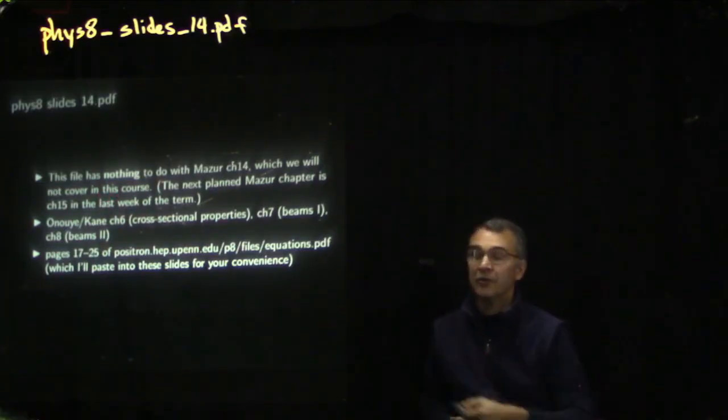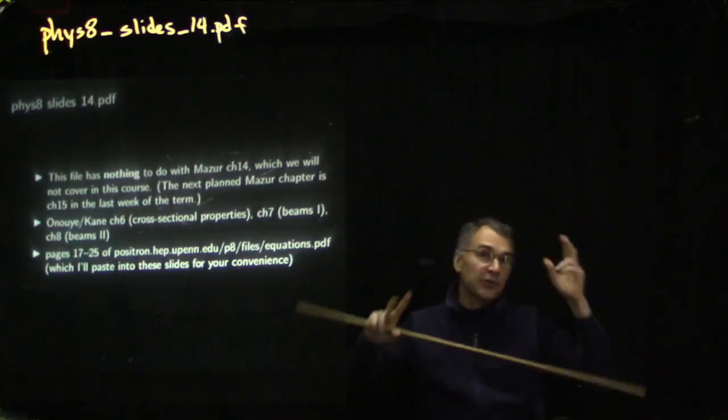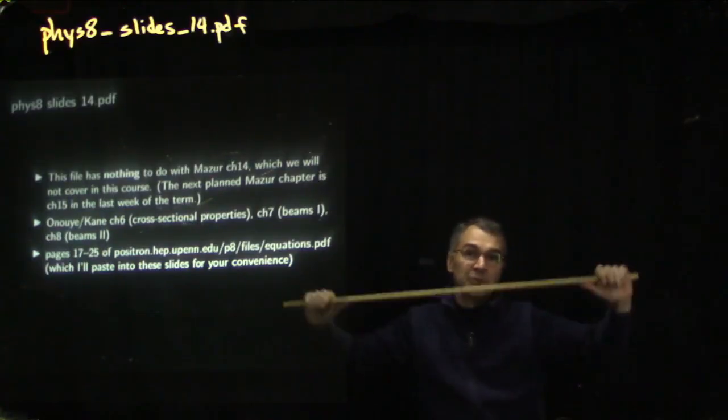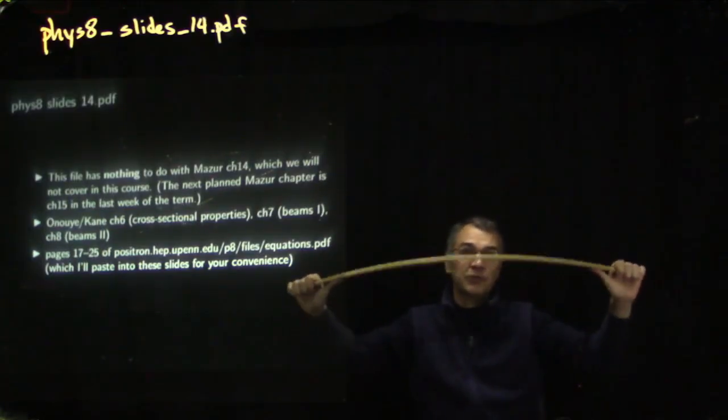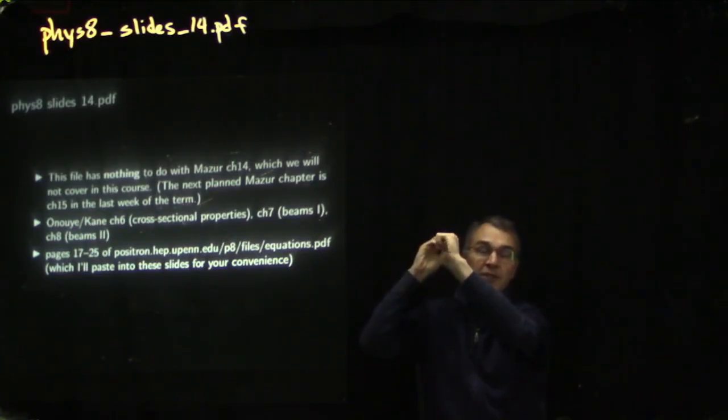Chapter 6 is about cross-sectional properties, which should help you to understand why, if you take a so-called 2x10, for example, dimensional lumber, it is not very stiff if you use it as a plank, but it is quite stiff if you use it as a joist. So its stiffness when it is on end is much bigger than its stiffness when it is on the flat.